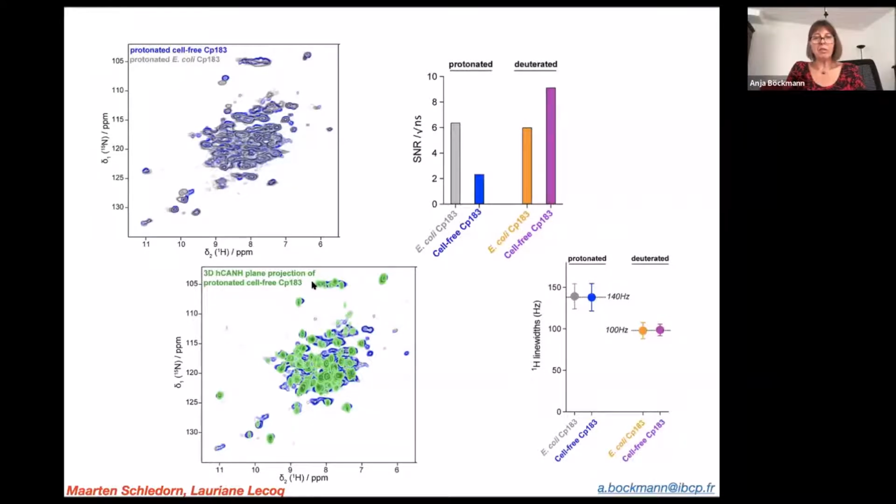You see, it's not a projection, but it's showing all planes overlaid on the 2D spectrum. And you can see that the line widths in the cell-free samples were comparable to what we obtained also in the E. coli samples.